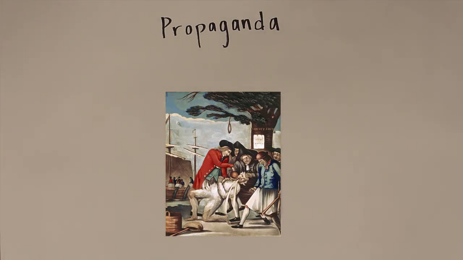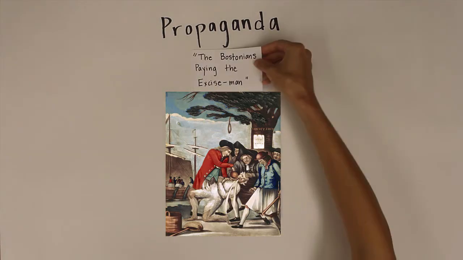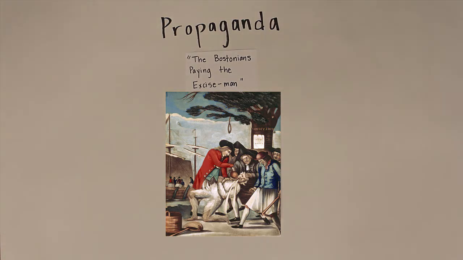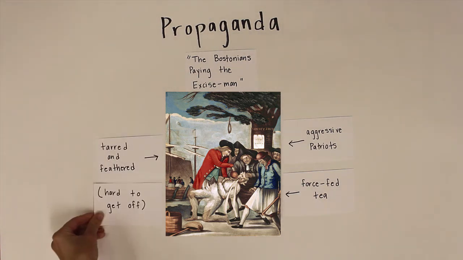Another example of Revolutionary War propaganda is the Bostonians paying the excise man. In this example, you can see the aggressive patriots on the right force-feeding a tax collector tea. Notice the strange appearance of the tax collector. He has been tarred and feathered, a colonial form of punishment.